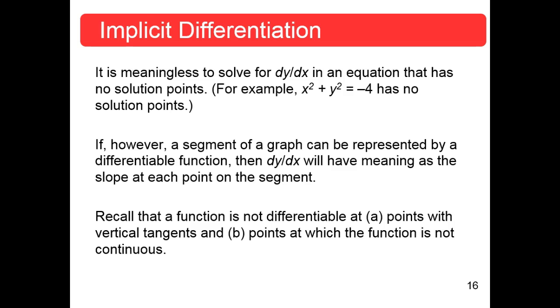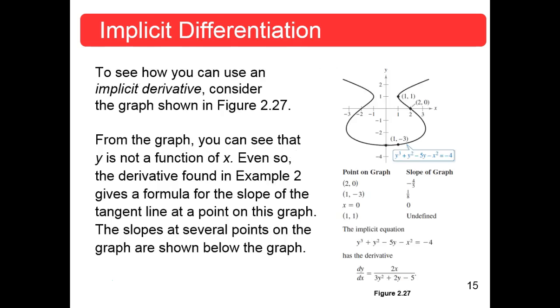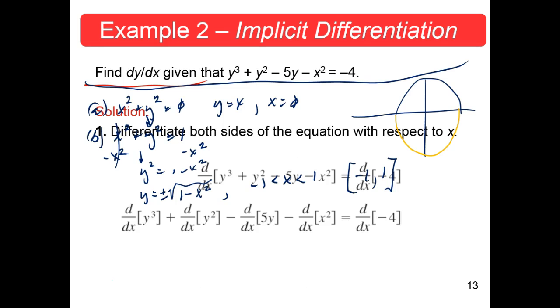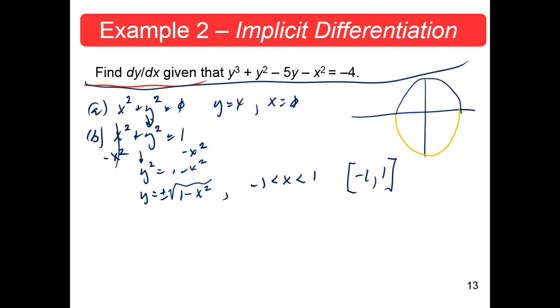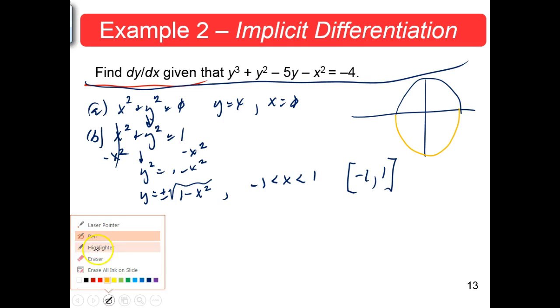Recall that a function is not differentiable at points with vertical tangents. That's why it's not differentiable at -1 and +1. Everything in between, yes, but not at plus or minus 1. So, therefore, we can't put brackets. We have to leave parentheses.